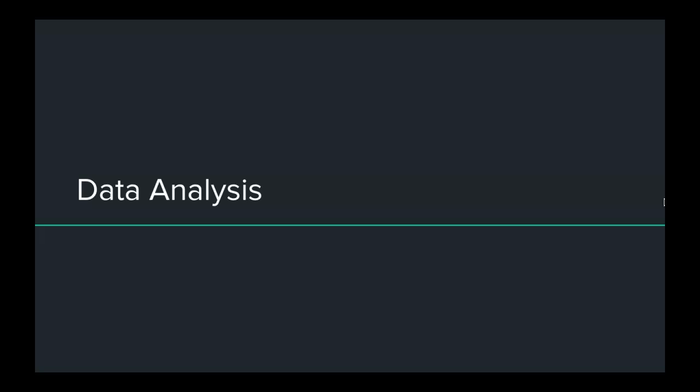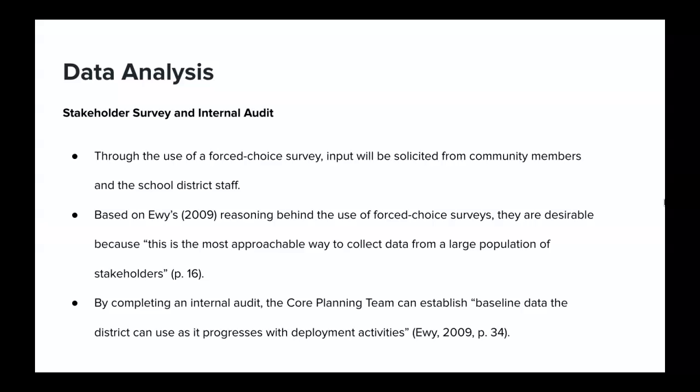Now we are going to move on to the data analysis. We've got stakeholder survey data, and then of course the internal audit data. So through the use of that forced choice survey, input is going to be solicited from community members and the school district staff. So you've got some reasoning behind the forced choice surveys. They are a very approachable way to collect data from a large population of stakeholders. And I know that we have to aim for at least 1,020 people to take the survey, but I definitely think we could reach more people. And the forced choice survey, really, the research behind it supports that.